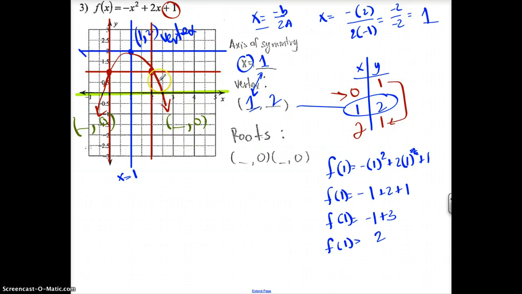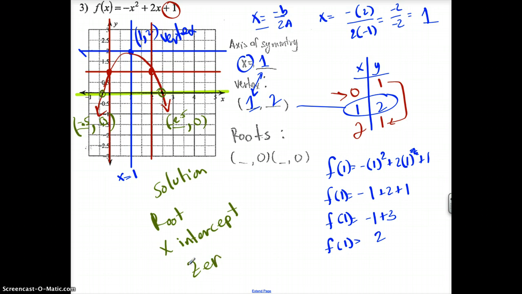This, I don't know, I'm going to guess, 2.5, approximately. And this one is going to be, I don't know, negative 0.5, I'm just guessing. Okay, those are visual approximations. I know that's a solution. I know that's a solution. It's a solution. It's a root. It's an x-intercept. And it's also a 0. All 4 of those things are represented by where it's going to touch the x-axis. Right there.